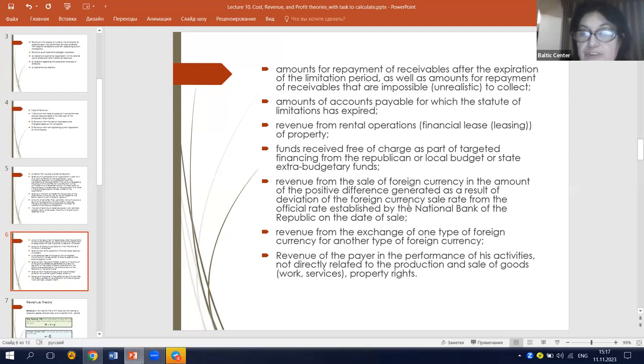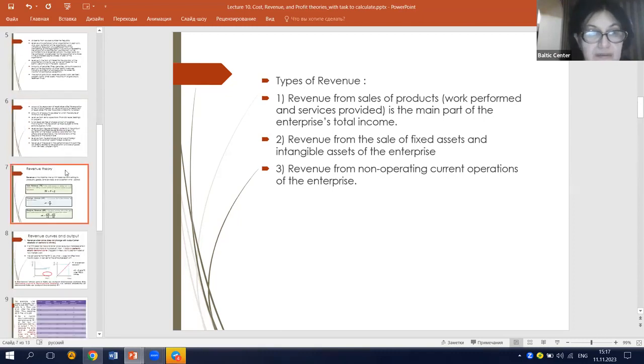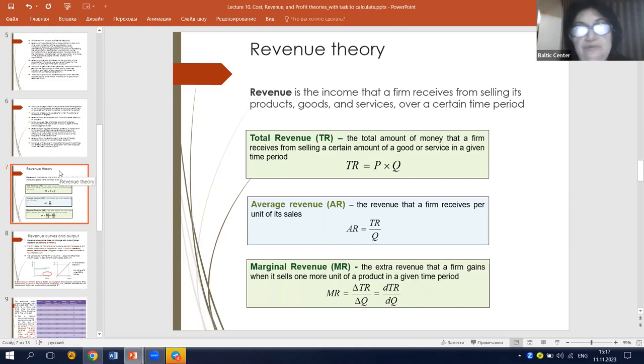Revenue from the exchange of one type of foreign currency for another type of foreign currency. So revenue of the payer in the performance of his activities, not directly related to production, sale of goods, work, services, property rights. So this is a pretty non-operating, yes, non-operating revenues. Okay. So revenue, so it's a theory of revenue, yeah. So I gave you the revenue.